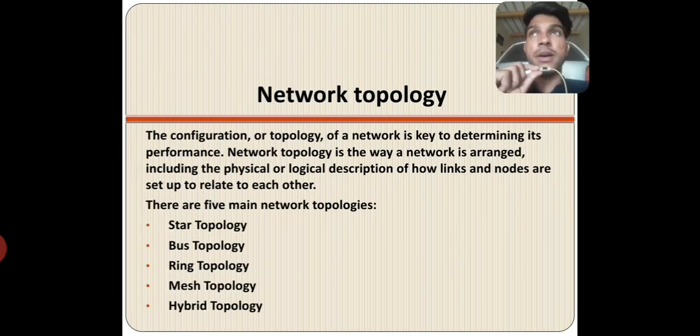So now I have the last topic, that is network topology. So what is network topology? The configuration or topology of a network is key to determining its performance. Network topology is the way a network is arranged, including the physical or logical description of how links and nodes are set up to relate to each other. There are 5 main network topologies: star topology, bus topology, ring topology, mesh topology, and the last is hybrid topology.